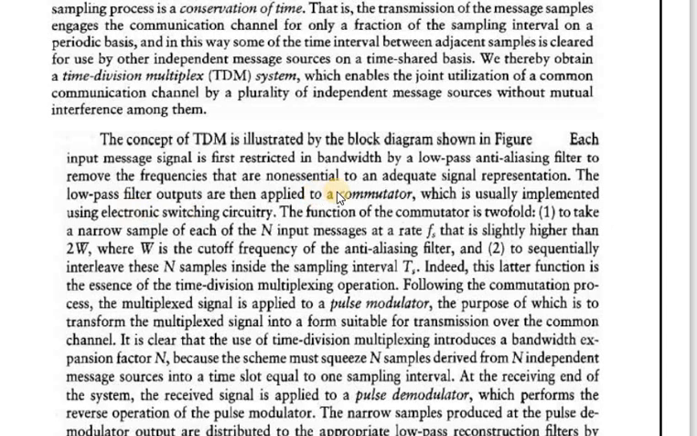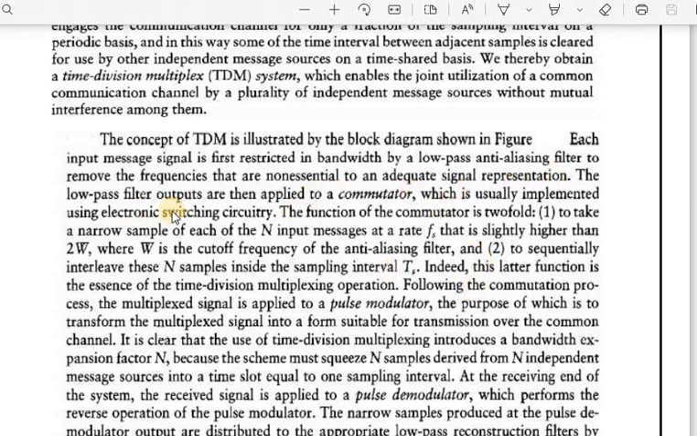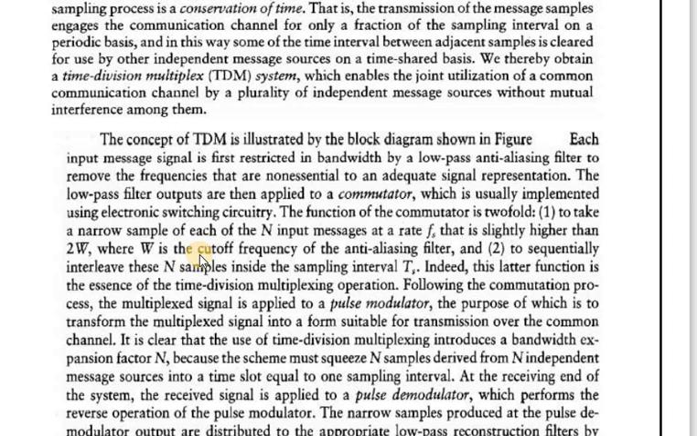The low pass filter outputs are then applied to the commutator, which is usually implemented using electronic switching circuitry. The commutator has two functions. The first function is to take a narrow sample of each of the n input messages at the rate of fs, that is the sampling frequency, which is slightly greater than 2W.